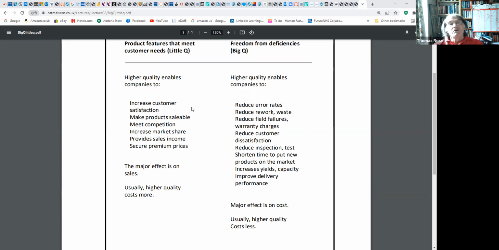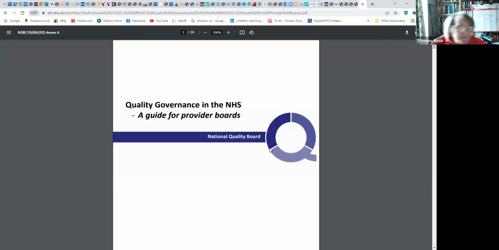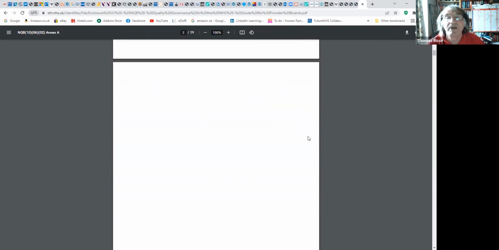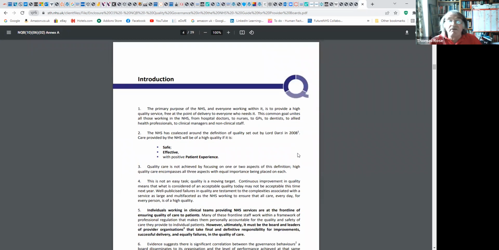But Juran's not the only person that identifies these two definitions. If we look at the NHS definition of quality, and there's umpteen examples in publications of this, and if I just scroll down to page 4, we've got the NHS definition of quality there: safe, effective, and with a positive patient experience. Now, that's great. That's what we'd expect from a quality service. So there's absolutely nothing wrong with that.